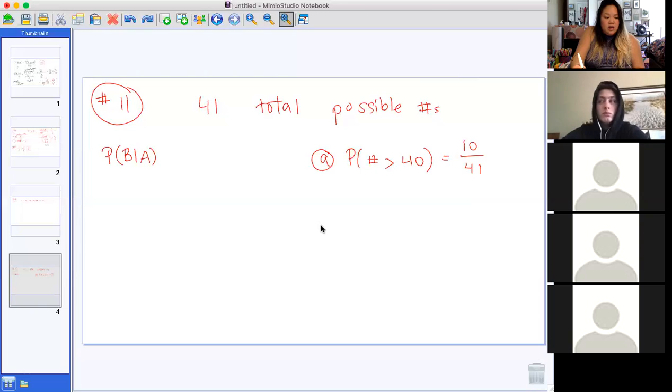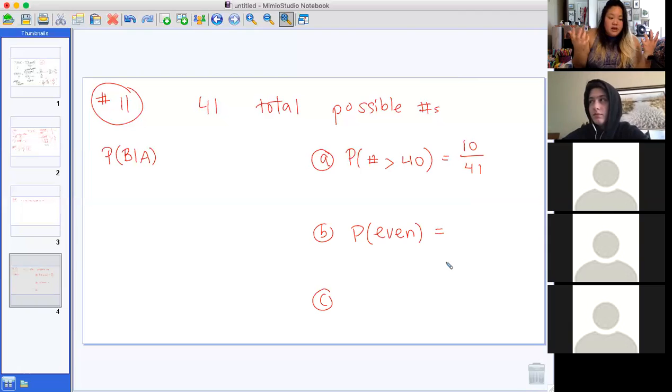For B, I just got all of these before I put them together because I thought it was easier to do it this way. So now I'm going to find the probability that the number's even. So literally count through them, right? 10, 12, 14, and you go all the way up to 50. You should count 21 even numbers. I'm going to give you that one because that one's longer. So 21 out of 41.